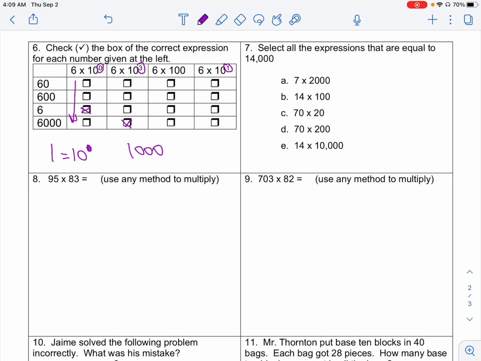Let me see, who am I going to call on? How about you? Did you say 10 to the second power? You're absolutely right. Anyway, 6 times 100 is 600. So that's this one. And then, of course, 6 times 10 to the first power, 1 zero, and 60 has 1 zero. This is an easy question. You just got to look at the exponents for the number of zeros in the answer.